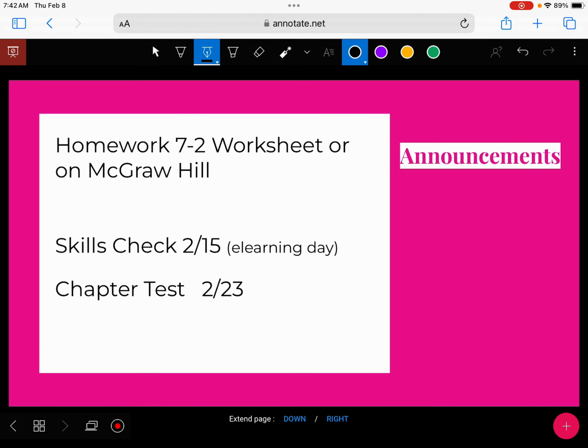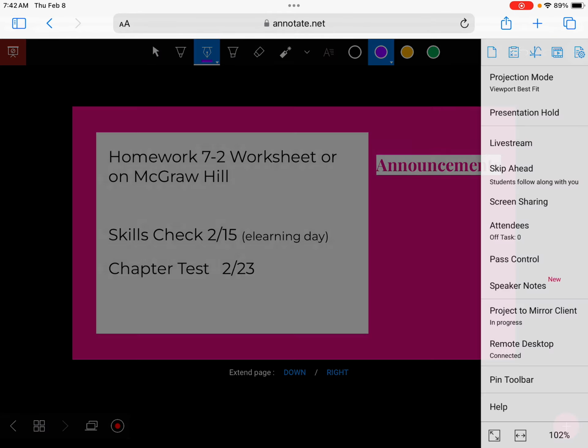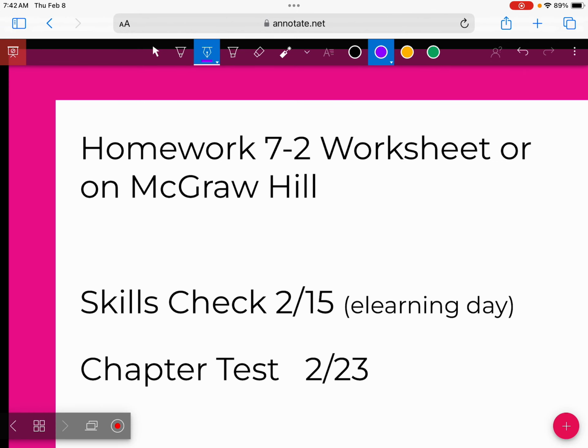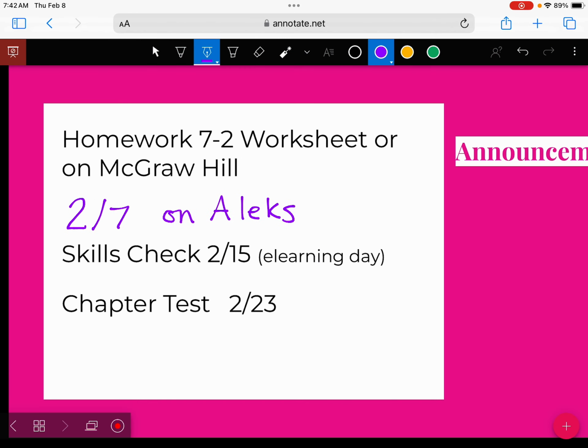I'm going to pass out the 7.2 worksheet. You guys are going to have the rest of the day to work on that. It also, again, has problems for tomorrow because I never give you a worksheet for just one day because that's doing too much. So if you did not do it, you can also do the 2-7 on Alex. That's what we had for yesterday when I was out. You should still be able to get into that. We are going to be doing a skills check on the e-learning day next week. And then our chapter test is on the 23rd. So it's kind of the vibe.